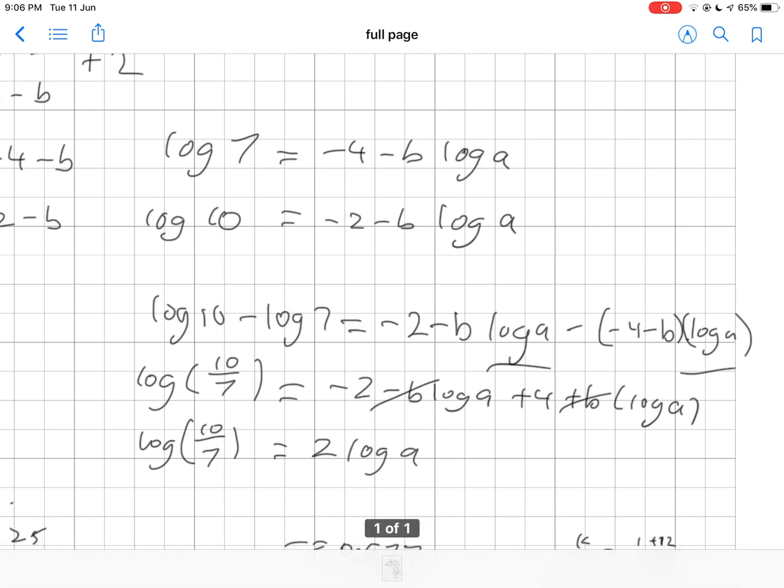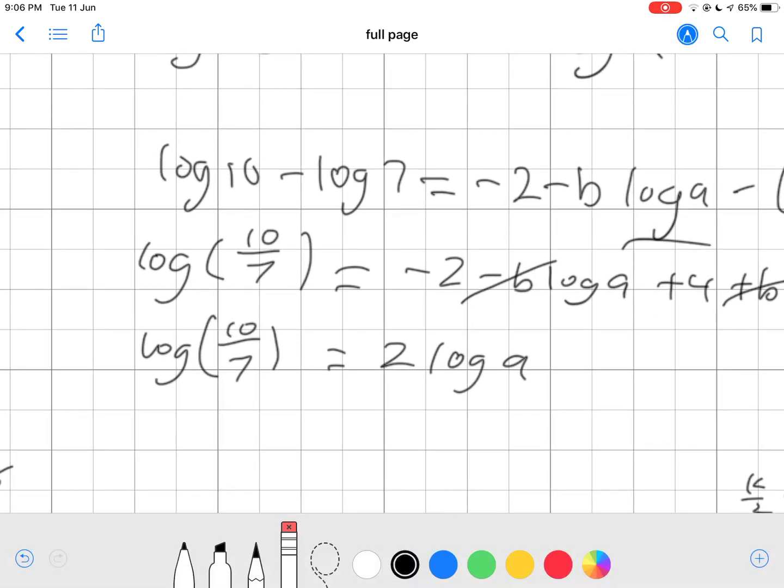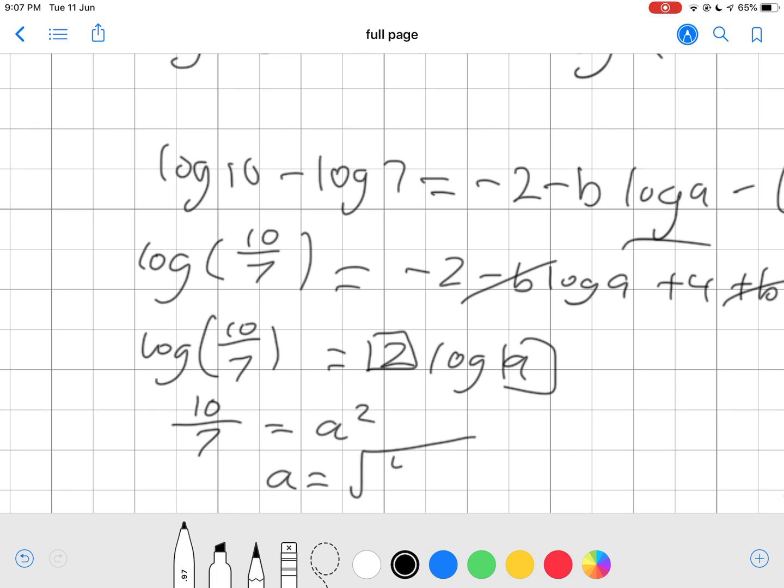And now we just take the logs away. So basically, I like to call it unlogging both sides, okay? I know that's not what you actually call it, but just a funny nickname, I guess. So if we unlog both sides, we just say 10 divided by 7 equals 2. You move the power back, okay? So that's the power and that's the base, okay? So we say a to the power of 2. So therefore, a equals the square root of 10 over 7.